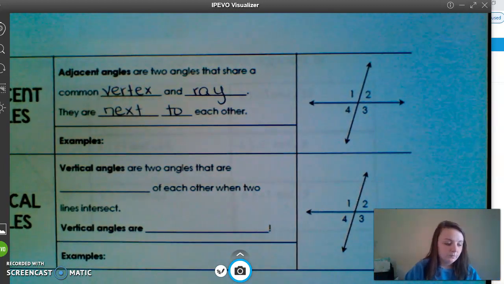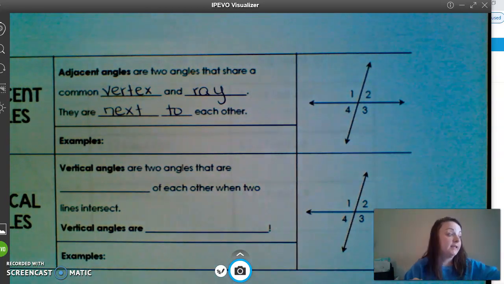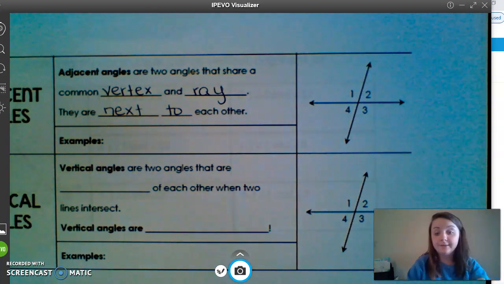So some examples, and we're gonna have to use lots of colors. I'm stealing Emmy's new crayons that she got.